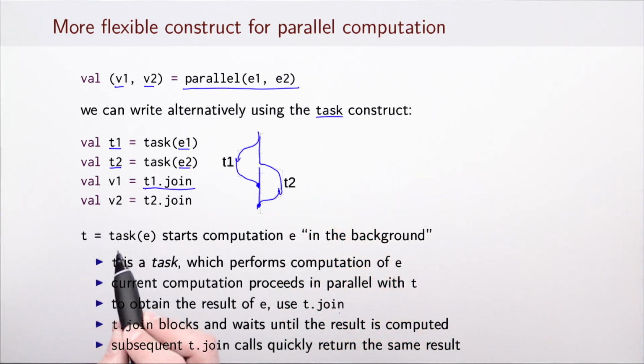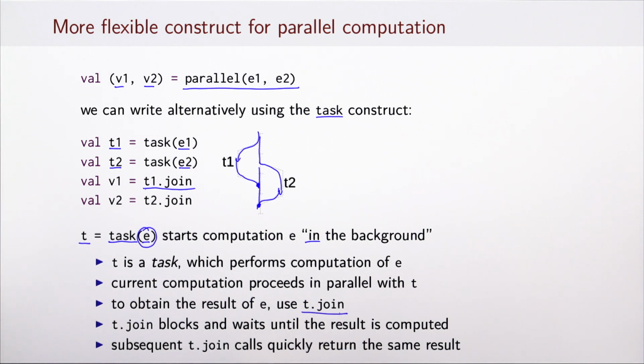So in general, this construct task takes a call by name parameter E and returns a task T. It proceeds by computing E, so to say, in the background, which means that it returns back to the original computation thread. And once we are actually depending on the value of this expression E that we are computing, we can obtain this value using t.join.